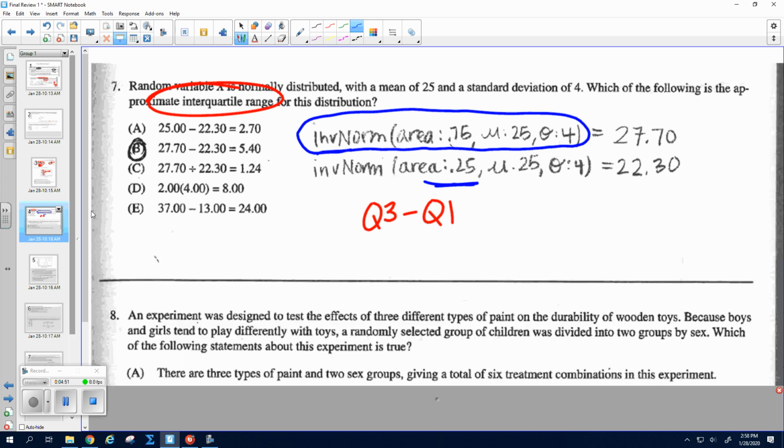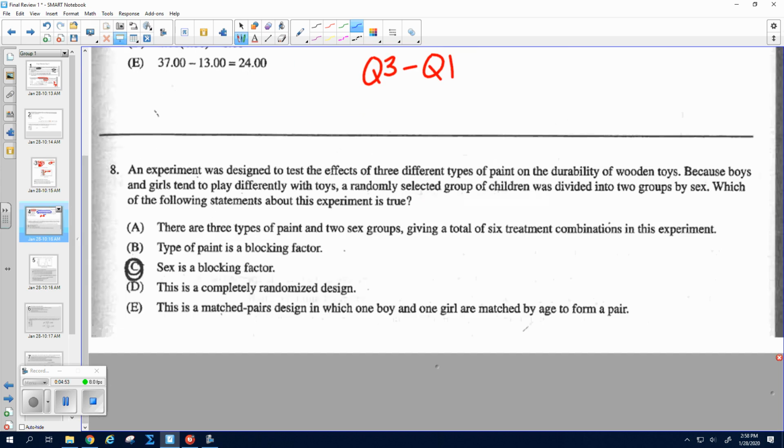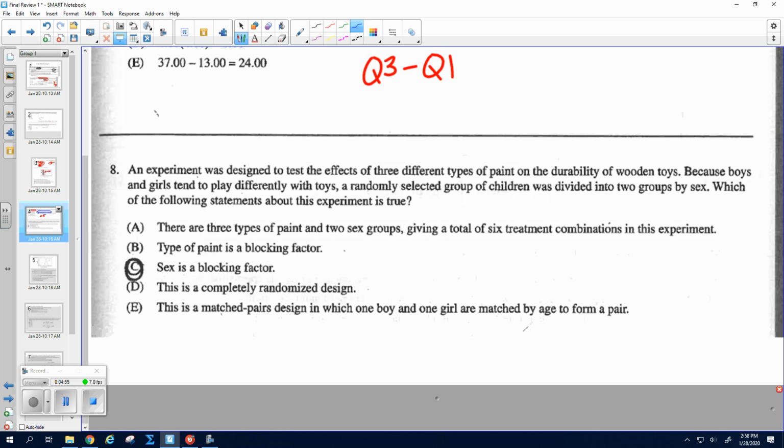All right, number 8. For this one, it should be C. Part A says basically there's 6 treatments. The only treatment is paint. You're not assigning them a gender, you're just separating them by gender. Paint is definitely not a blocking factor. That's a treatment. Sex is the blocking factor. For the completely randomized design, that would mean there was no blocking. Matched pairs would mean they designated a pair, like a boy and a girl together, and they did not talk about that. So it is C.